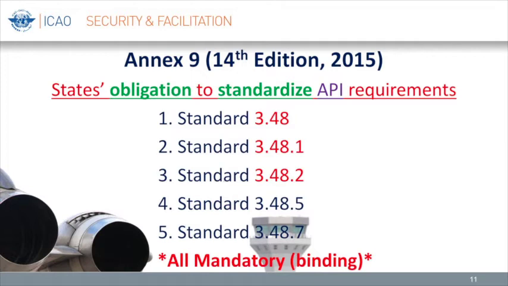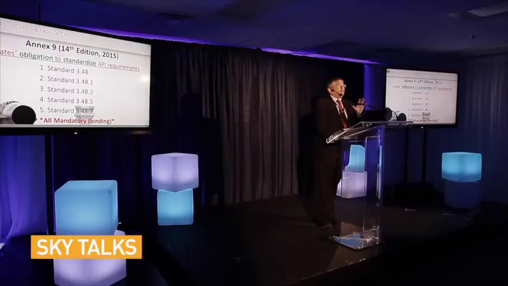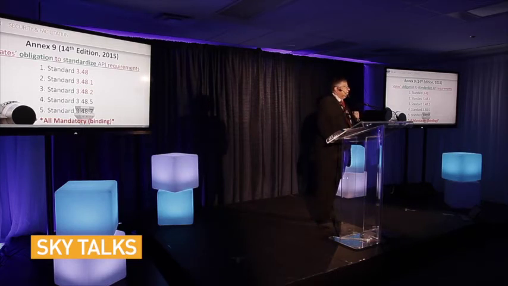There are 5 standards currently in Annex 9 that regulate API. They are all binding. They have a conditional binding force unless a state informs ICAO that they will not apply. I will focus on the first 3. They are the most important. Standard 3.48, 3.48.1, and 3.48.2.